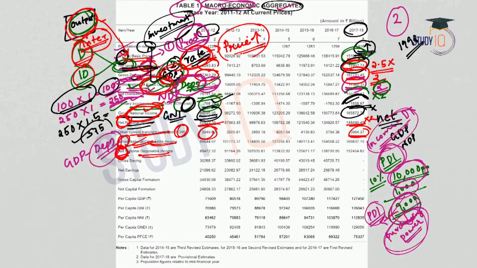Next is savings. Gross savings. Gross savings refers to the total savings in an economy. This can be from the household sector, from the private sector and also from the public sector.